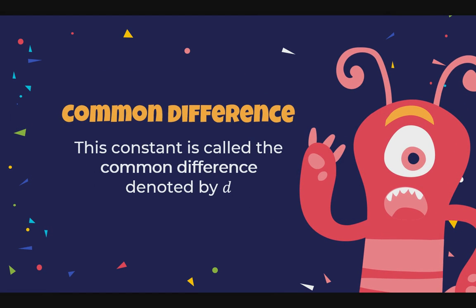Now, that constant is called the common difference and denoted by d. So whenever we see the symbol d, it means common difference.